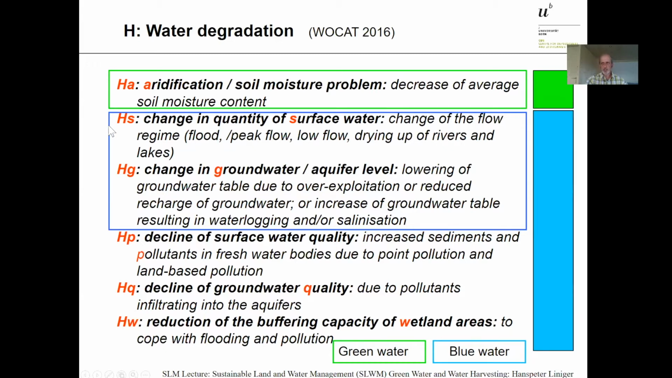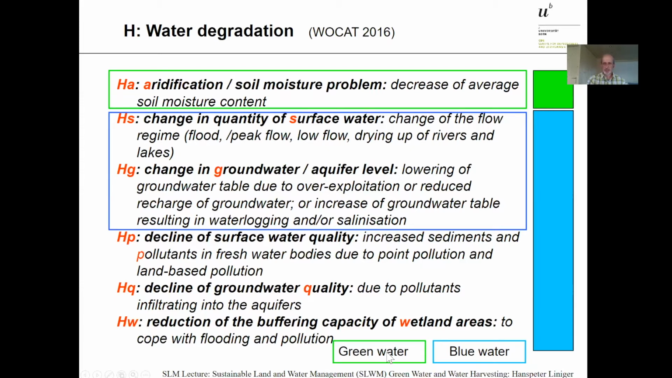Then the other parts are now on the blue water. Change on the quantity of the surface water, change of the flow regime, higher peak flows, for instance. The low flows are disappearing. I'm going to deal with that in the next lecture. The same one as well, if you change the groundwater aquifer. We will come to that later. And then you see 2 dedicated to the water quality. One the surface water and the other one groundwater. I'm not going to address this. And also not the reduction of the buffering capacity of wetlands.